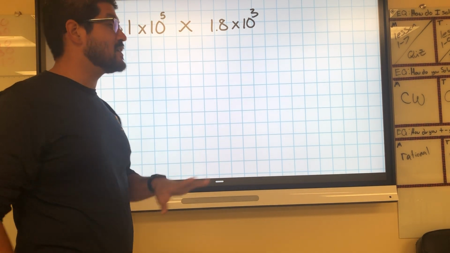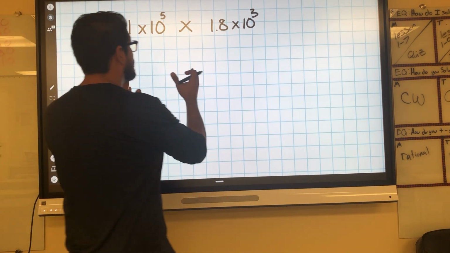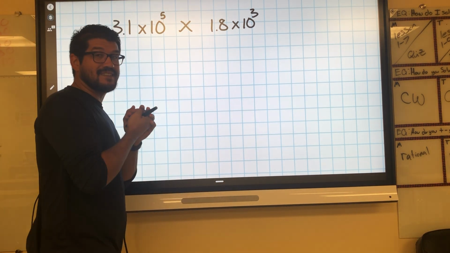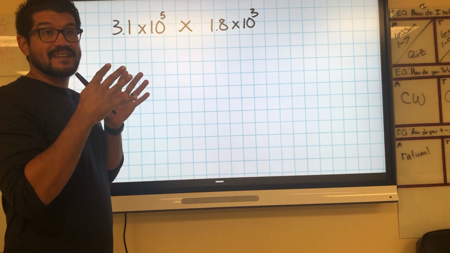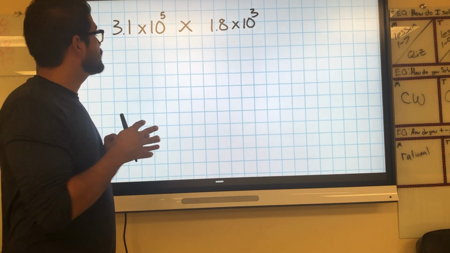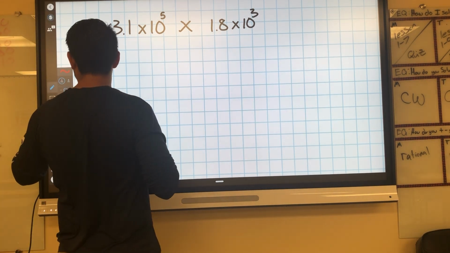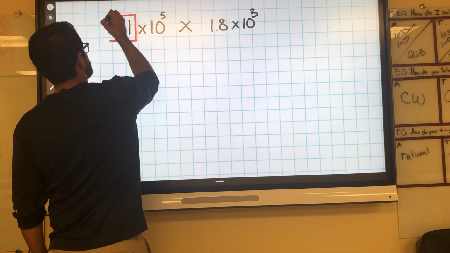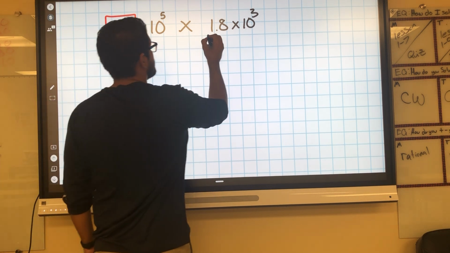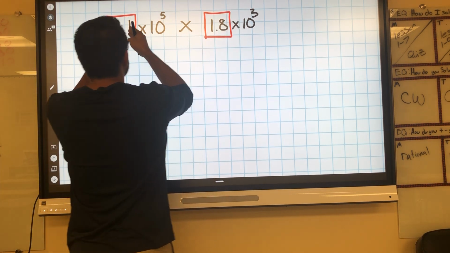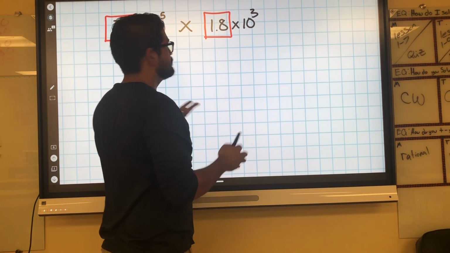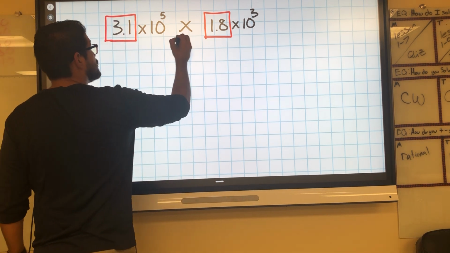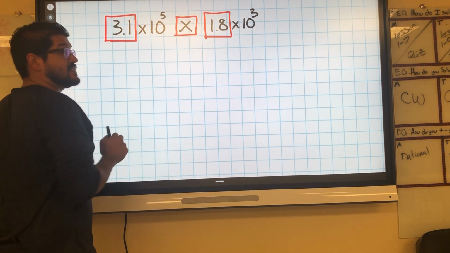But what we're going to do, because we have to keep the answer in scientific notation, is we're going to multiply the things that keep it in scientific notation. Okay, you'll see what I mean in a second. So what we're going to do is multiply this with this. So the number with the number. That seems obvious.